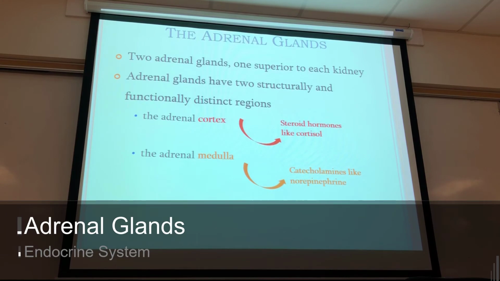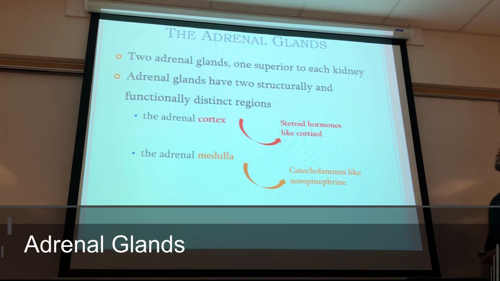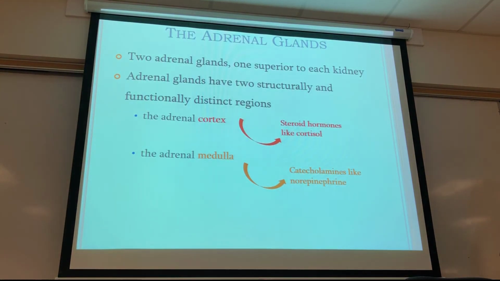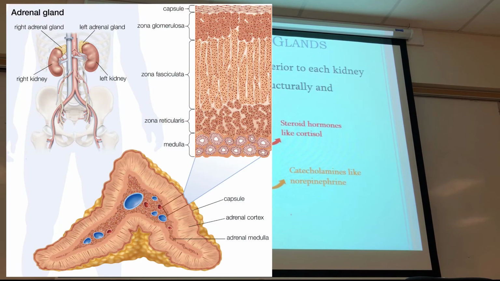The adrenals, we're going to start to take a look at two different regions. We have the adrenal cortex and we have the adrenal medulla. And we'll talk about what the cortex is. If I were to draw what the adrenals look like, we have an area on the inside called the medulla, and the cortex will be the outer layer.